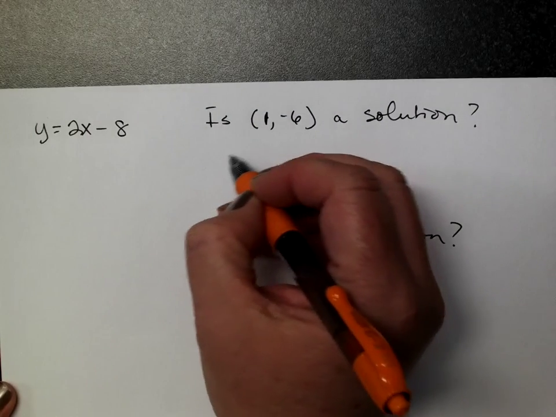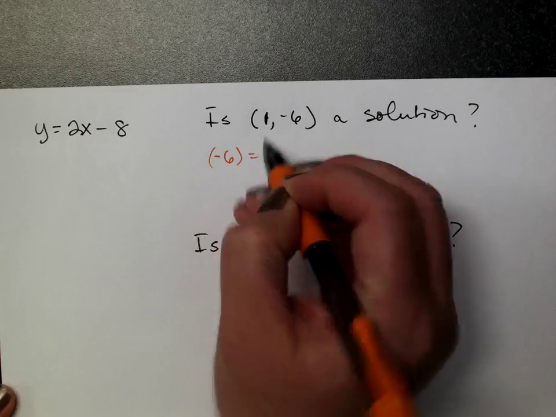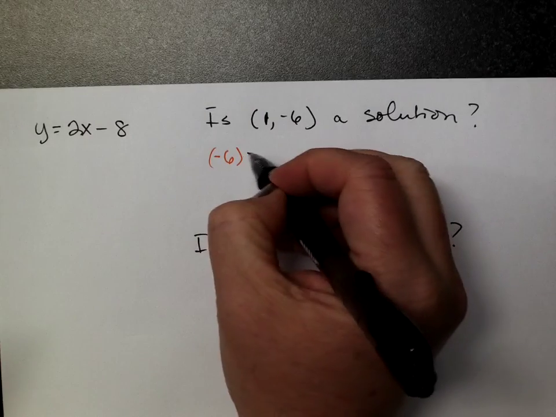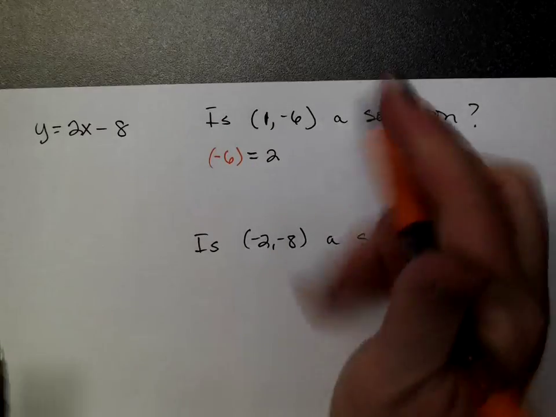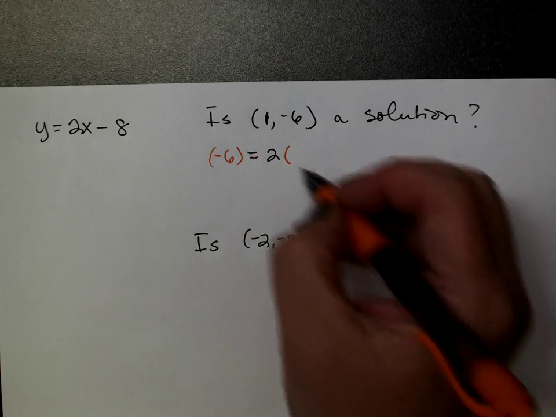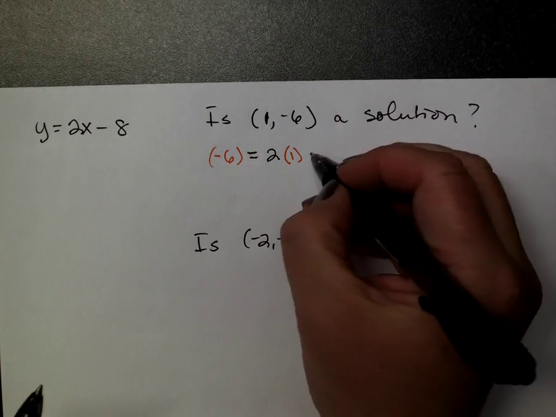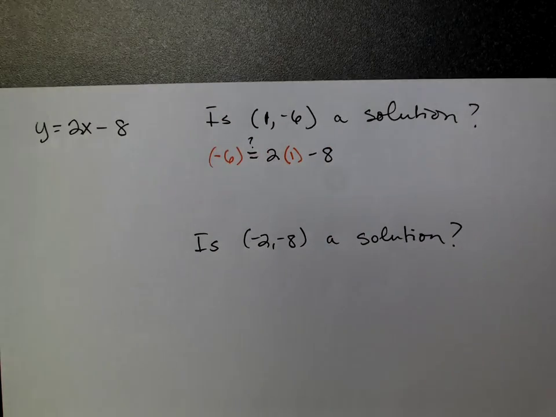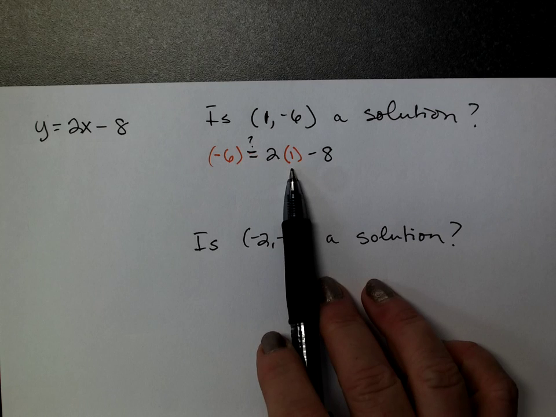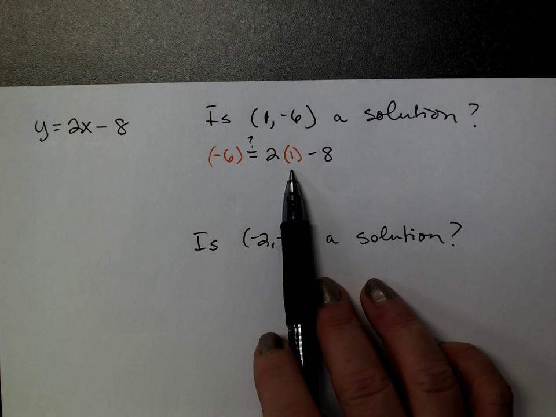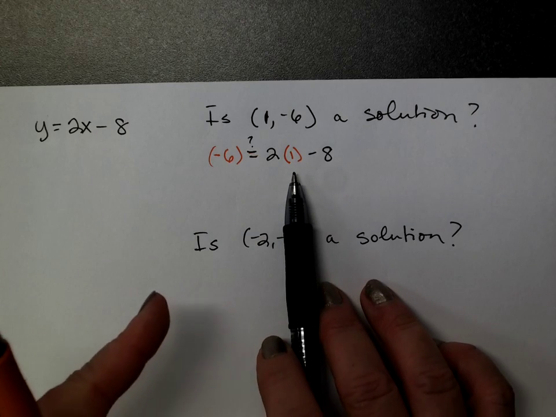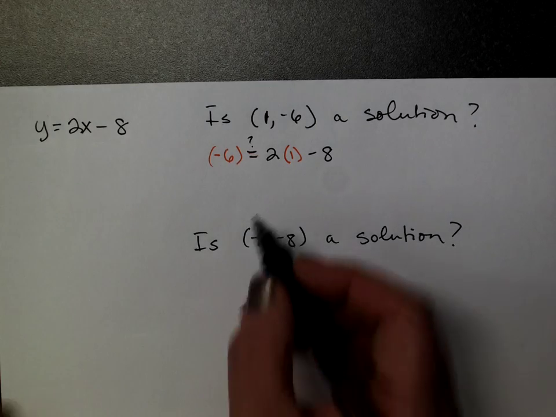So this would be y, which is negative 6, is equal to 2 times 1 minus 8. And I put a question mark because I don't know. That's the whole point. I'm testing it. If it is a solution, visually it'll fall on the line, but if I'm not being visual, I want to see if it satisfies the equation. And satisfying means you can plug it in, not just one number like with a single variable equation, but both numbers at the same time. And if it's true, it satisfies.